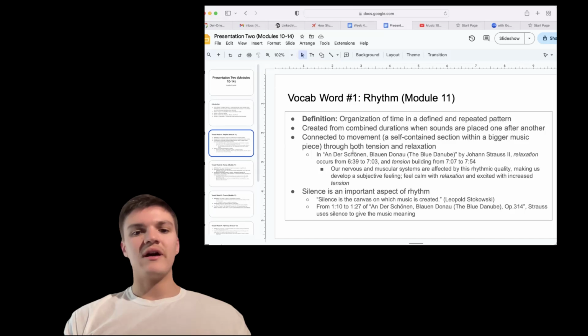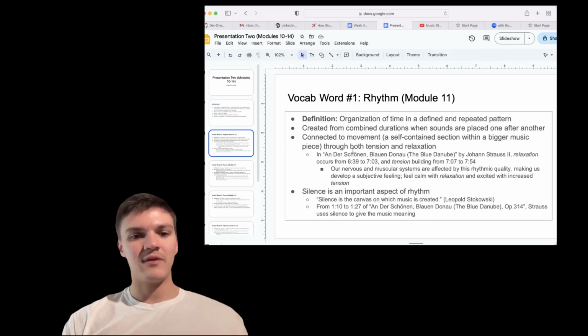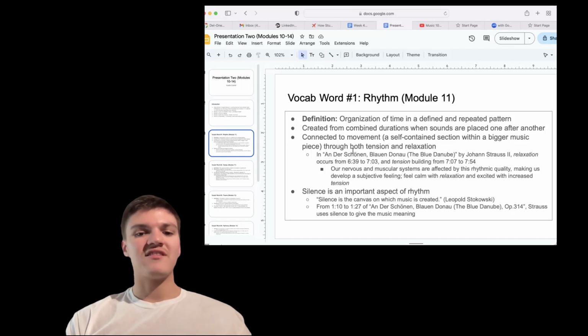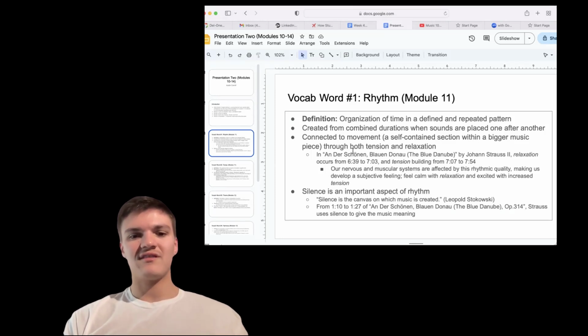In The Blue Danube by Johann Strauss II, relaxation occurs from the 6-minute 39 mark to the 7-minute 3-second mark, and tension builds from the 7-minute 7-second mark to the 7-minute 54-second mark. Our nervous and muscular systems are affected by this rhythmic quality, making us develop a subjective feeling. So, for instance, we feel calm with relaxation and excited with increased tension.